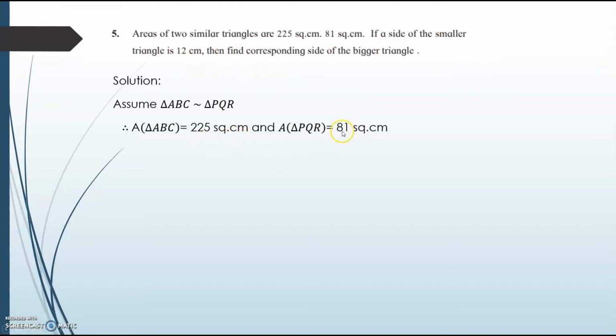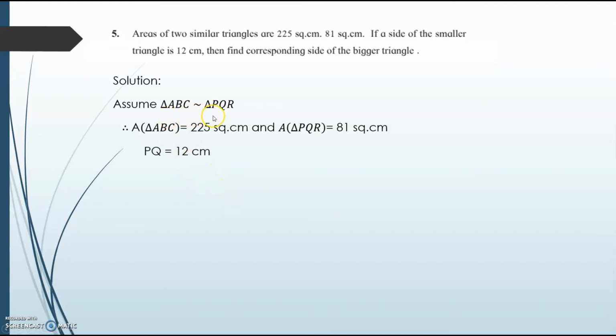If a side of the smaller triangle is 12 centimeter, which means smaller triangle they have specified. So which is our smaller triangle? Look at area of triangle ABC, it is 225. Area of triangle PQR is 81. So which do you think is a smaller triangle among this? Yes, it's triangle PQR. So we have to put the side of triangle PQR only to be 12 centimeter and not the side of triangle ABC. So I'll assume PQ to be 12 centimeter.